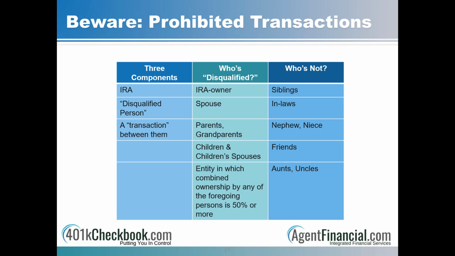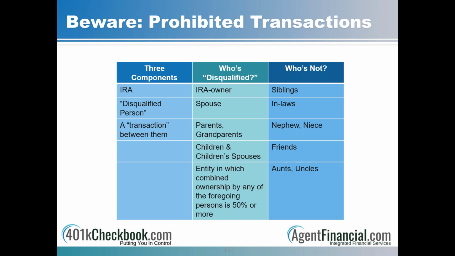And certain people are referred to as disqualified persons to the IRA. And you may be surprised to find out that you, the IRA owner, are the chief disqualified person, as is your spouse, parents and grandparents, children and children's spouses, as well as certain business entities in which there's ownership by disqualified persons. Well, what do these rules mean and what is their impact? Well, in practice, the impact is negligible. There really is no impact whatsoever.